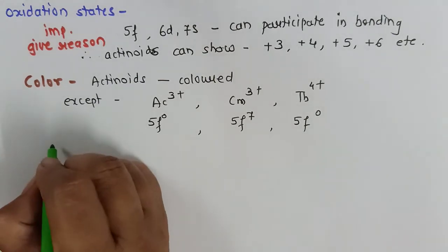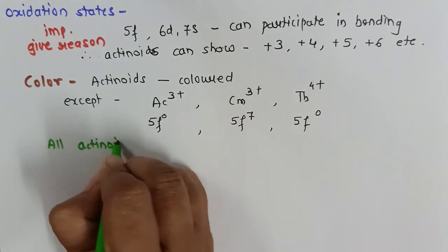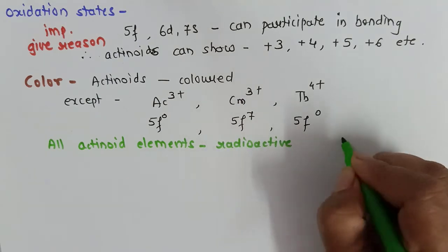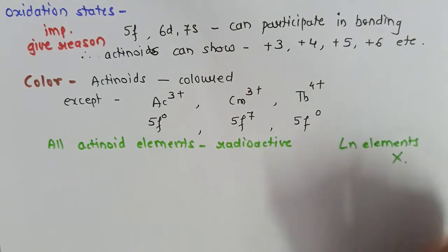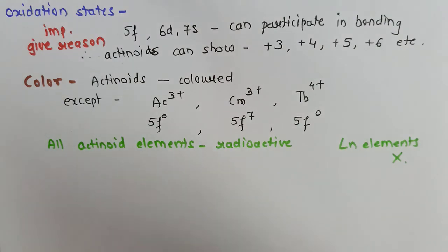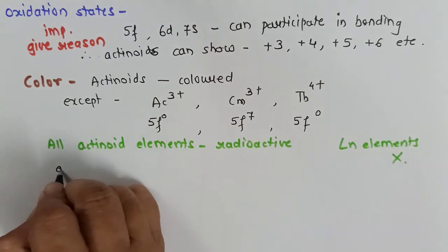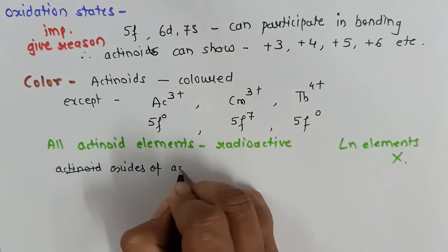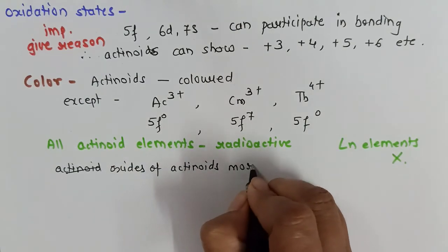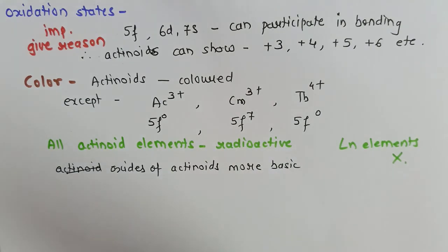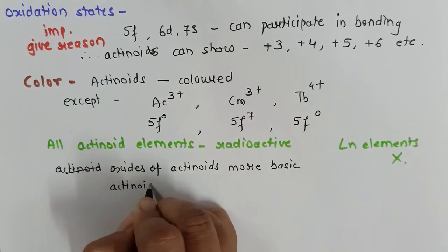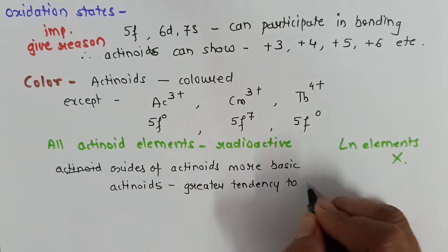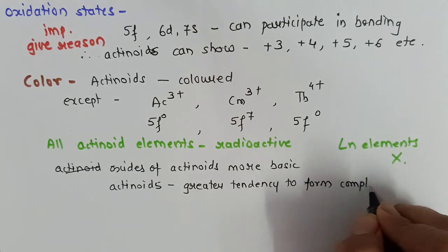The interesting thing about actinoids is that all actinoid elements are radioactive, whereas lanthanoid elements are not radioactive. So this is a point of difference between actinoids and lanthanoids. Similarly, the oxides of actinoids are more basic as compared to lanthanum oxides. Actinoids have a greater tendency to form complexes. Why? Because the 5f, 6d and 7s can easily participate in bonding.